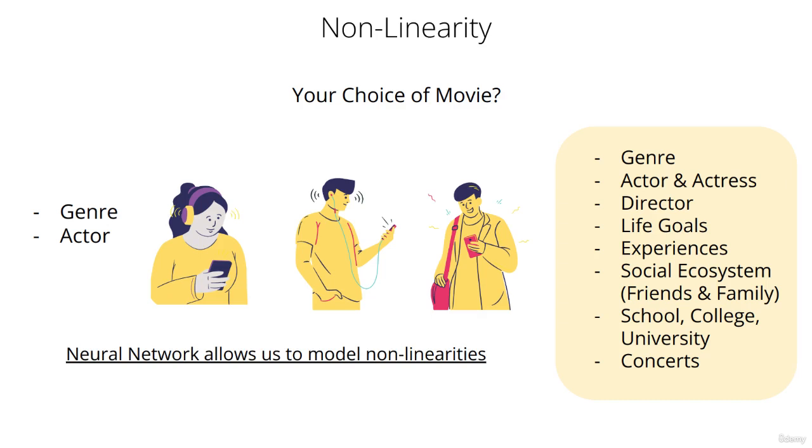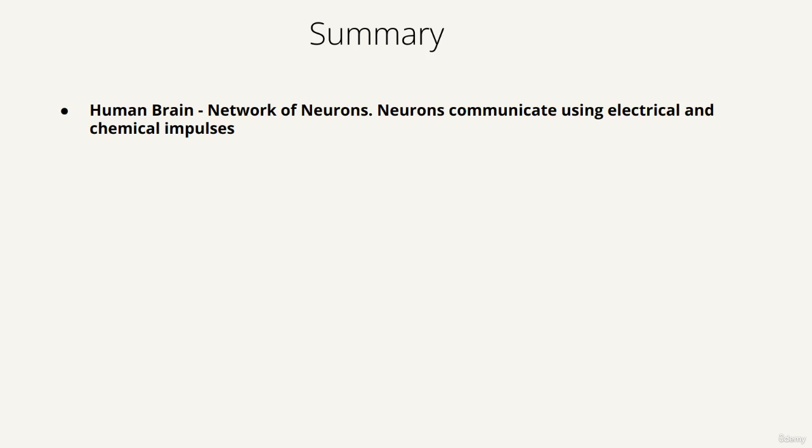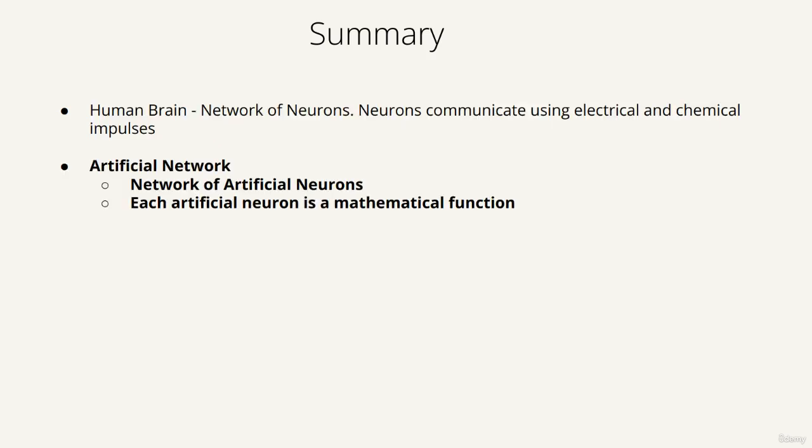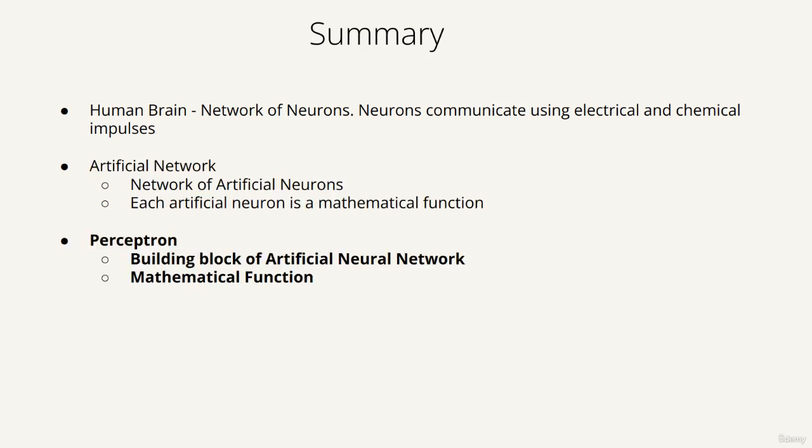Now let's summarize what we have learned so far. We started with the human brain. A brain is basically a network of neurons. These biological neurons communicate with each other using chemical and electrical impulses and enable us to make decisions in our life. Similarly, an artificial neural network is made up of artificial neurons, also known as perceptrons. Each artificial neuron is essentially a mathematical function that allows us to model our data. These artificial neurons are also known as perceptrons, and they are essentially a mathematical function that helps us build our AI models.